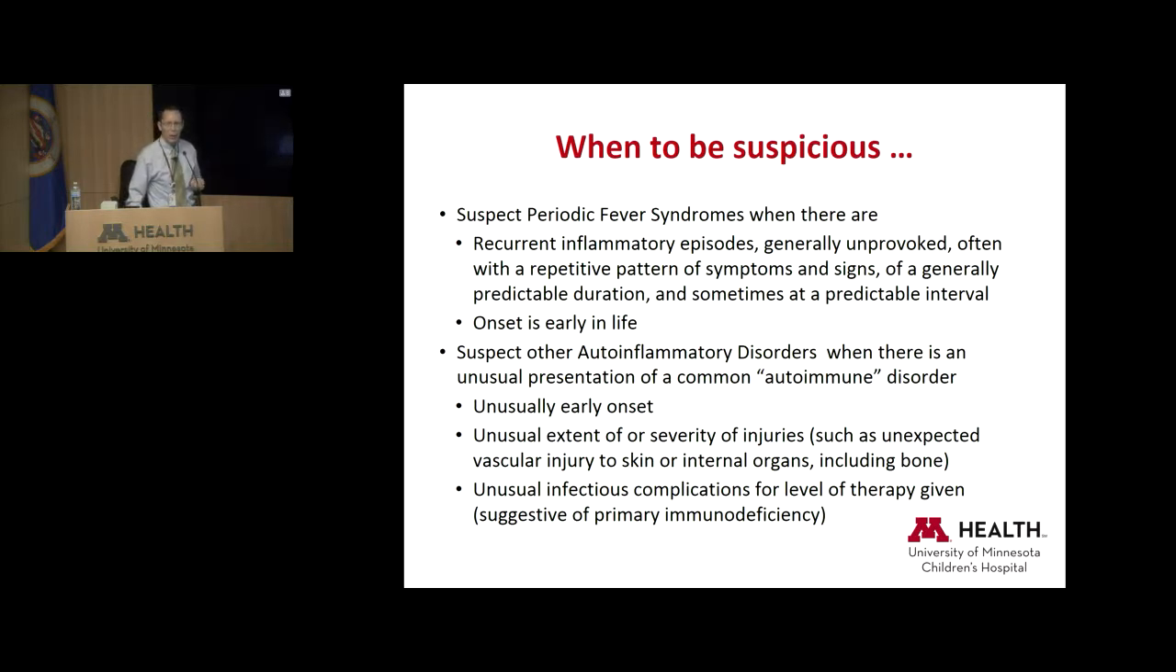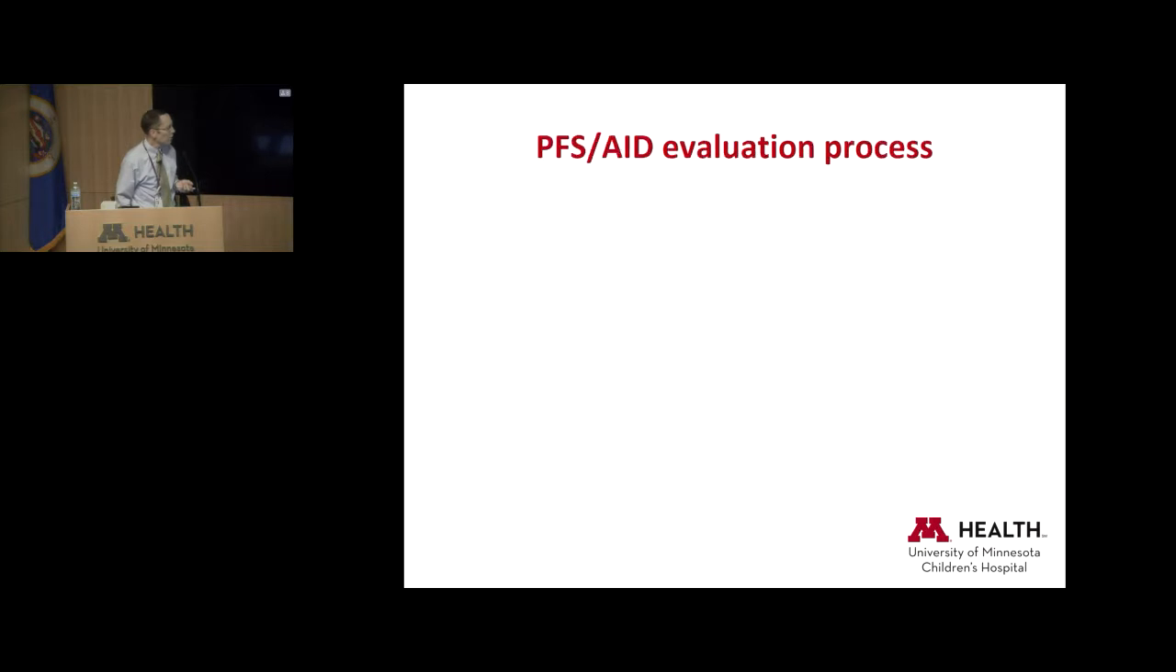And then if you also see unusual infectious complications for a patient that you thought had an autoimmune disorder. So our medicines affect immune function. We make kids more susceptible to infection when we treat autoimmune disorders. But with these children, sometimes it becomes clear that this isn't right. Kids usually tolerate these meds better than this. And then we have to make sure we've considered immune deficiency.